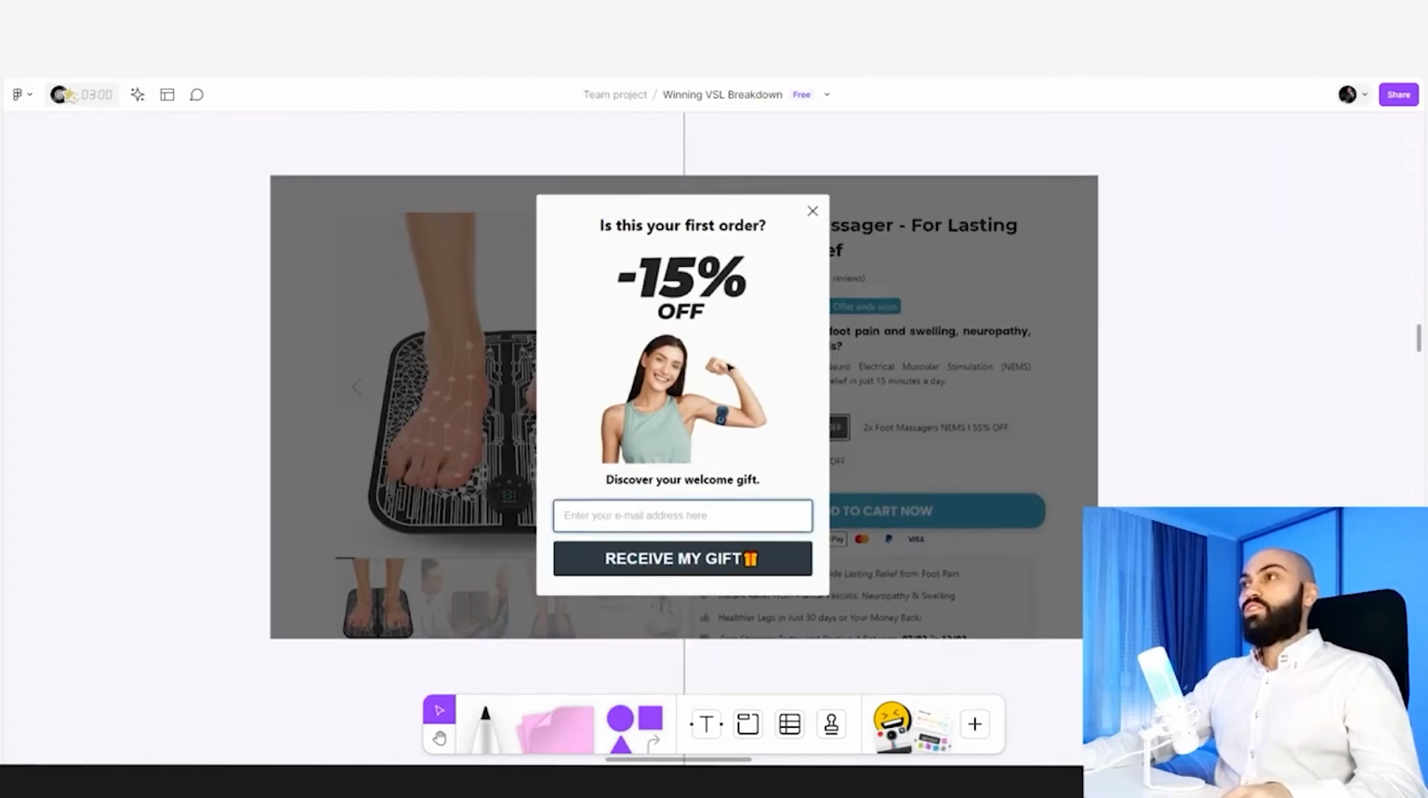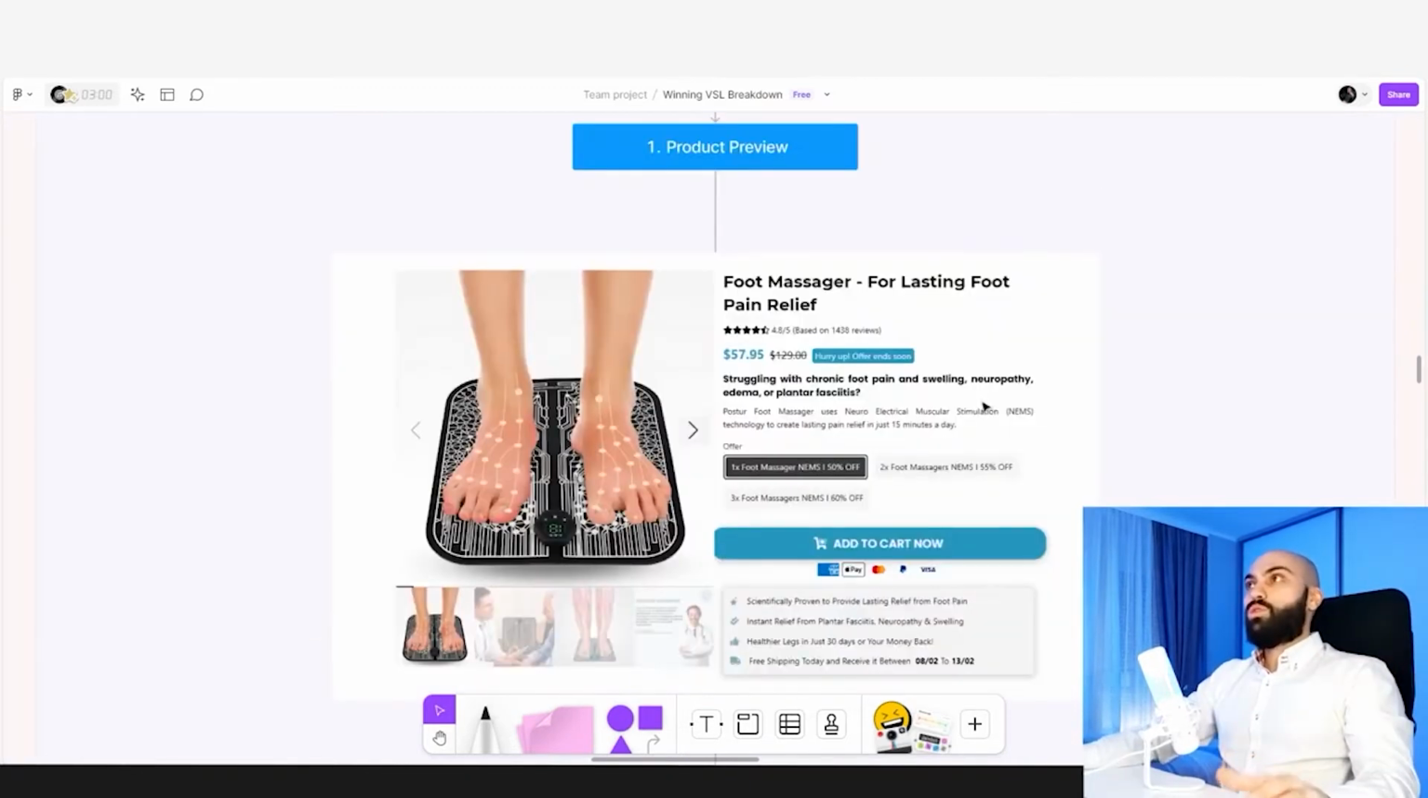Our customers have the option to get 15% off if they leave their email address here. Obviously, this was done on purpose so we can have their email address for future retargeting in email campaigns. Now we move to the product preview. We have a clear image on a white background of the product. We have some images of the doctors explaining how the product works. And we have the pricing, false urgency, and one sentence targeting our customer avatar.